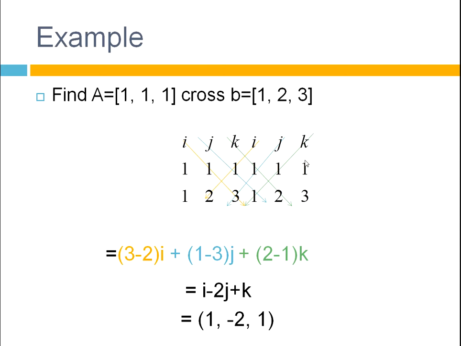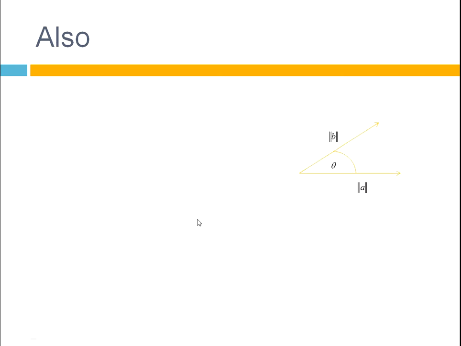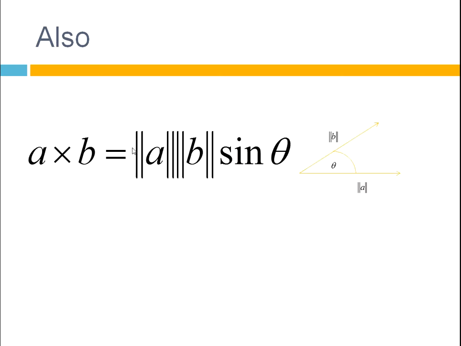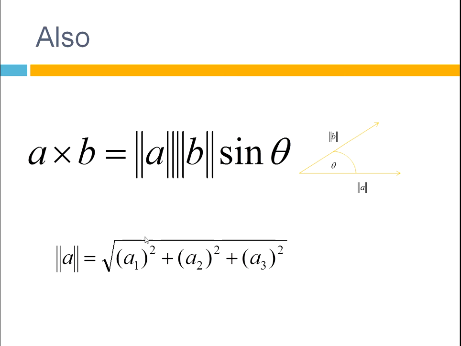There is another way to do it. If you've got two vectors and the angle between them, you can simply use this formula, where that's the magnitude of A and the magnitude of B times the sine of the angle between them, like that angle there. And to work out a magnitude, you're just taking each of the components, squaring them, and square rooting them. That's all there really is to a cross product.